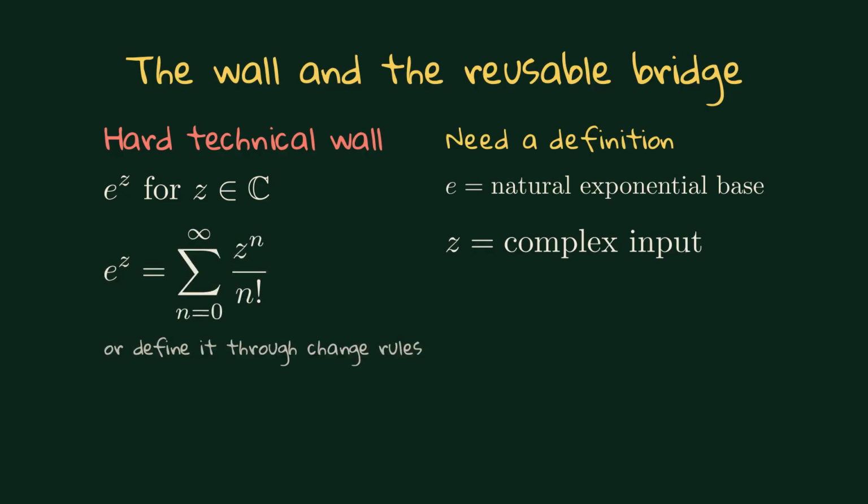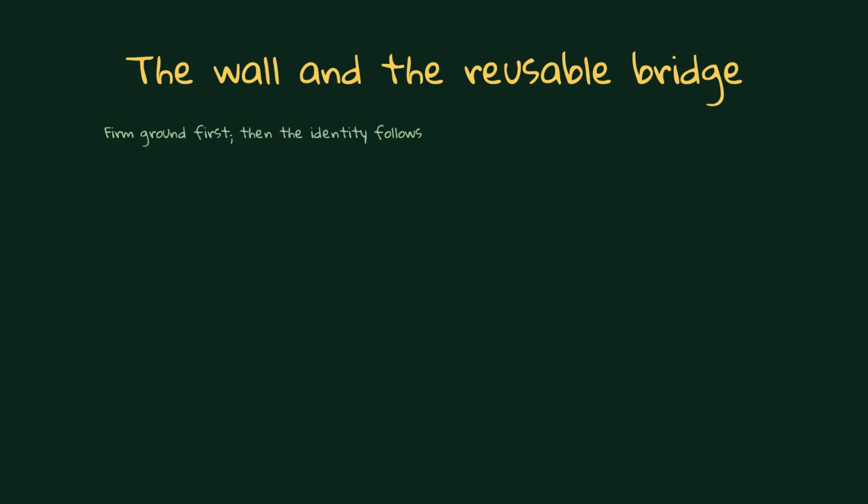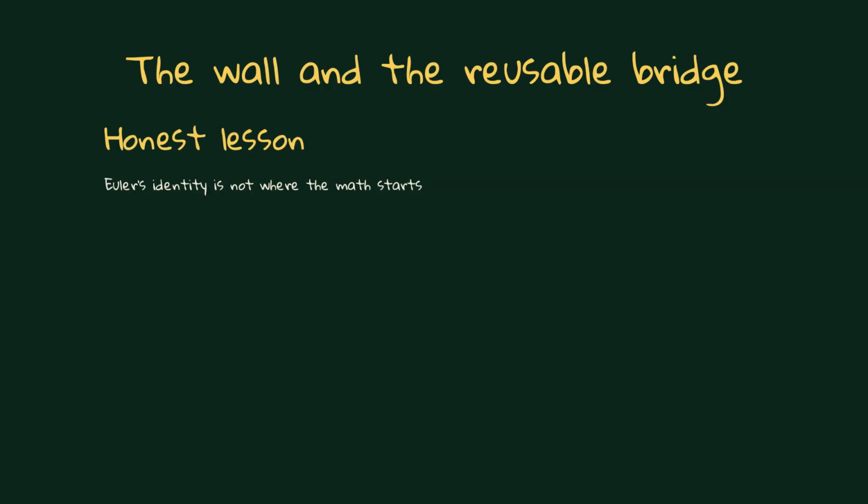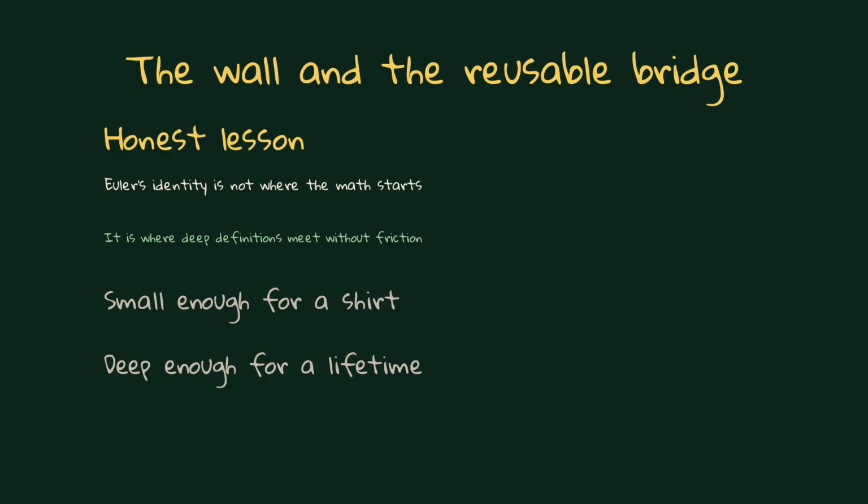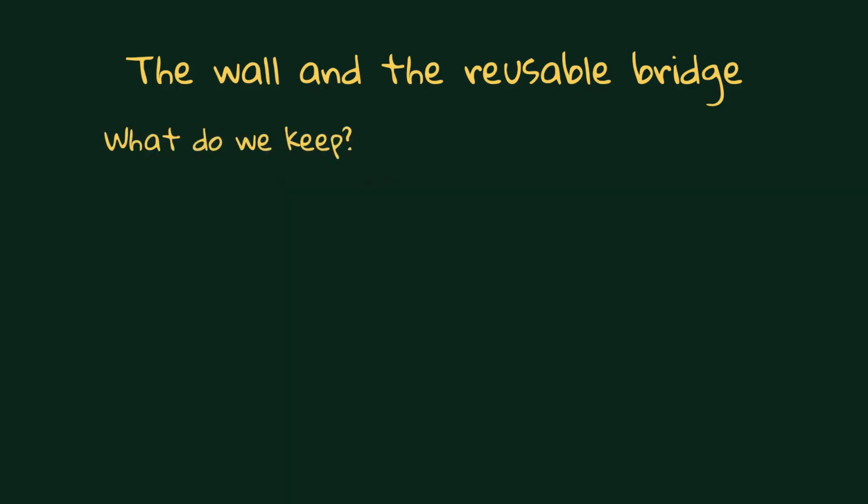You can define it with a power series. You can define it through rules for change. You can define it by extending the function with care into the complex plane. Once that ground is firm, the identity follows cleanly. Without that ground, e to the ix can look like a symbol game. So the honest lesson is plain. Euler's identity is not where the math starts. It is where several deep definitions meet without friction. That is why the line fits on a shirt. That is also why people can spend a lifetime with it.